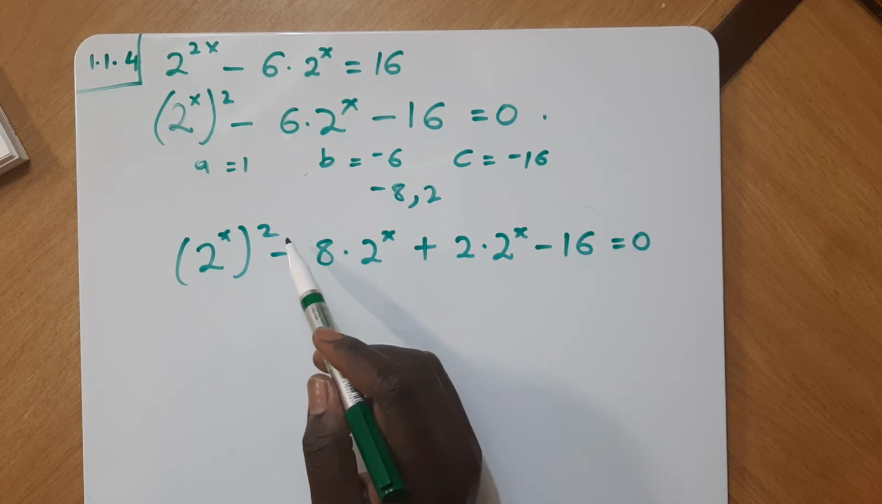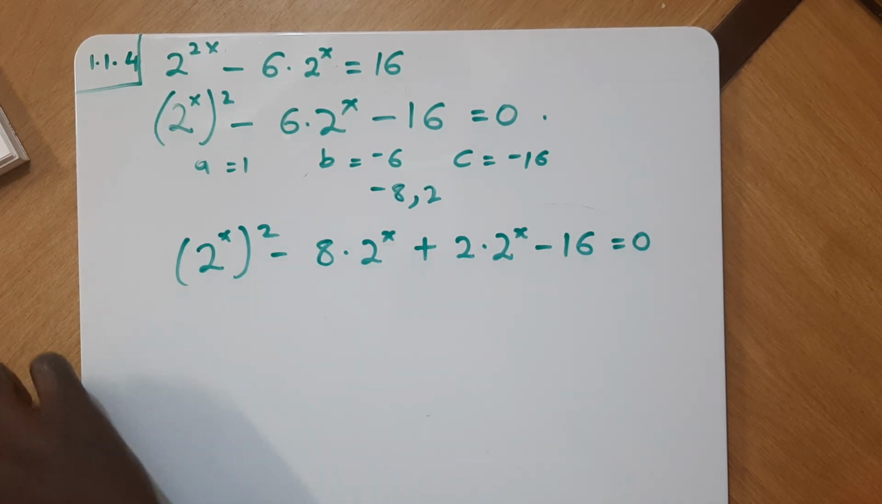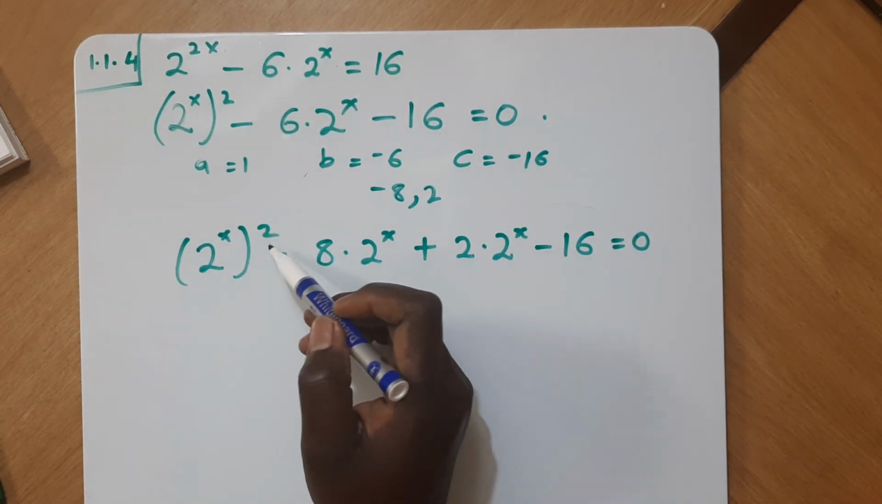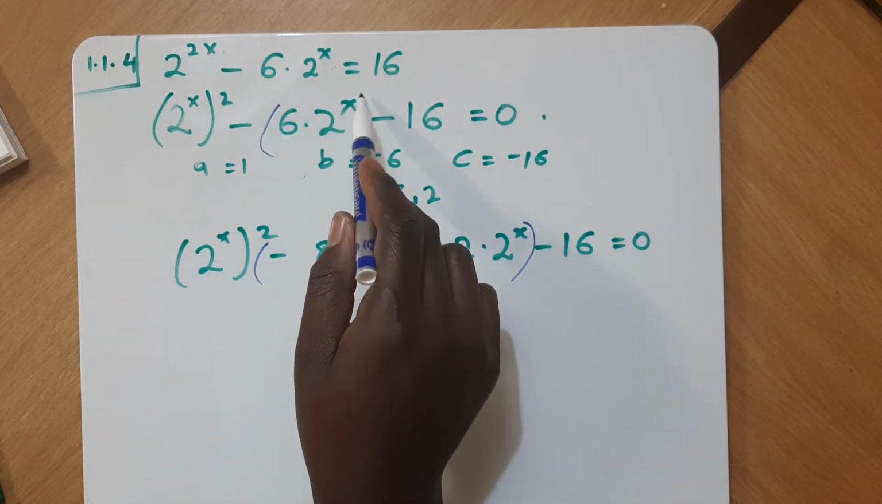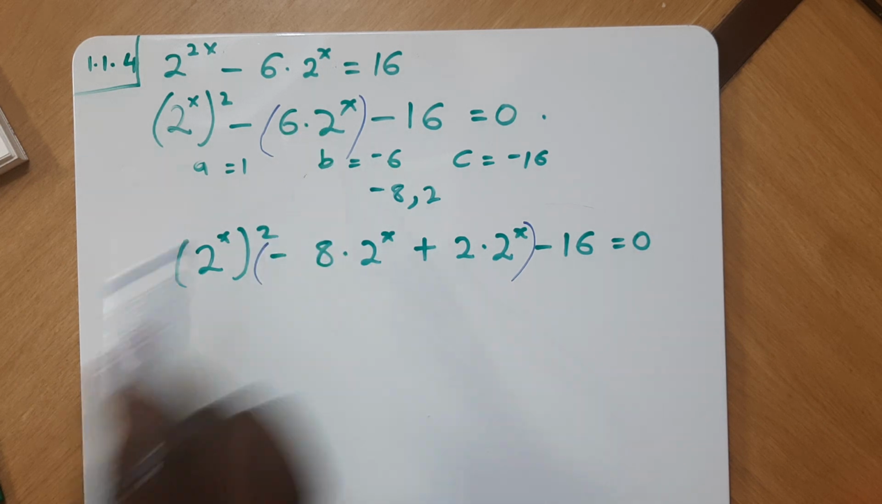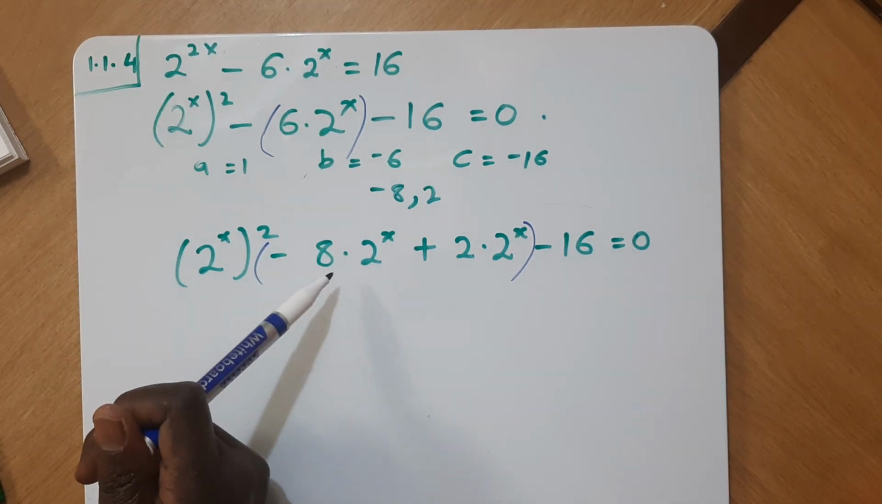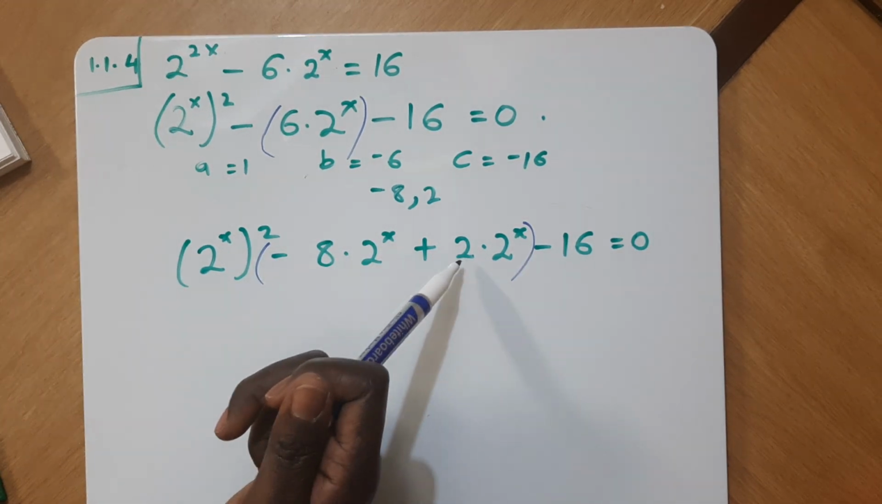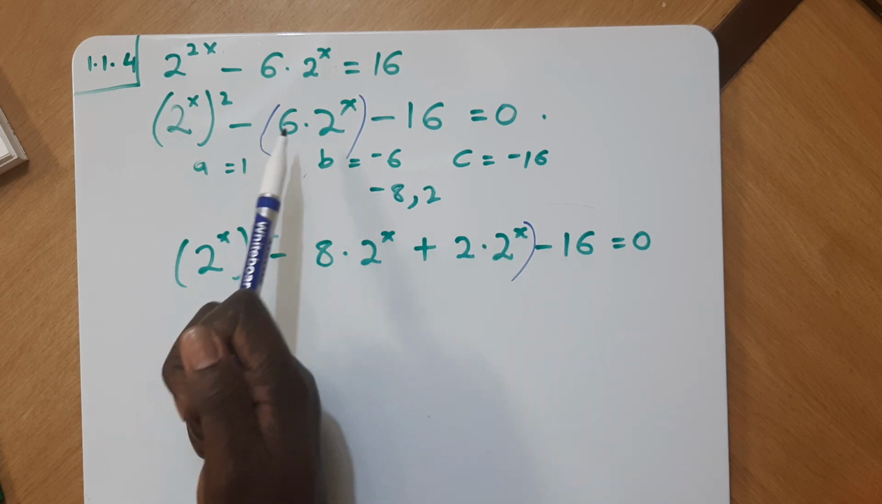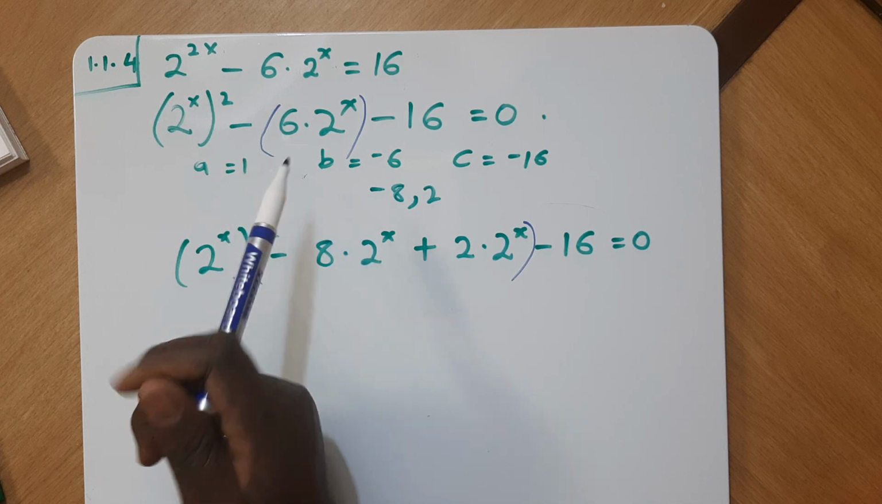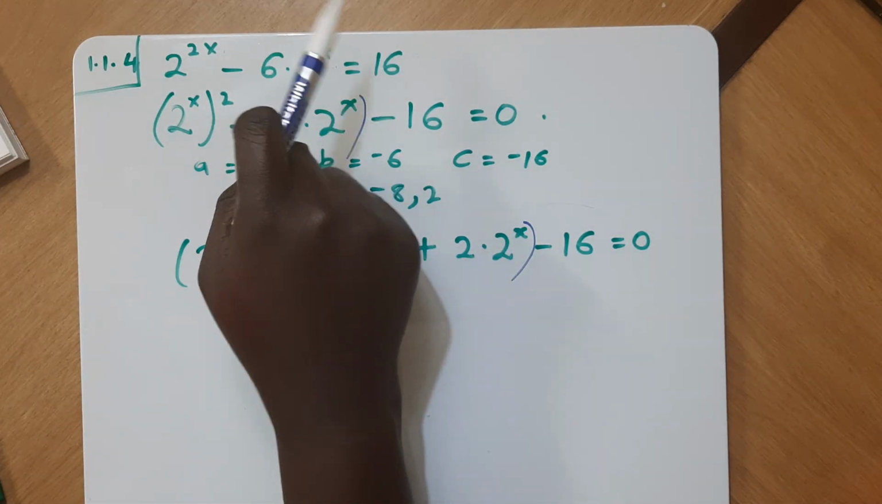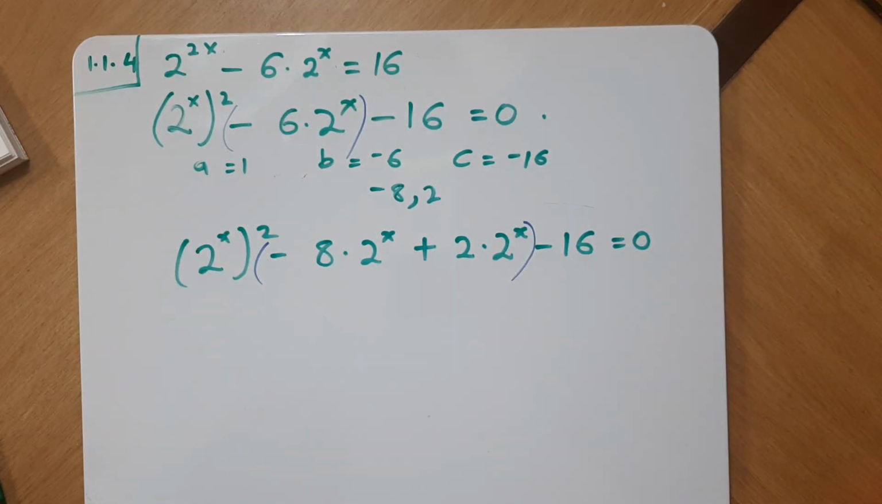So in essence, this here is the same as this. That's what we are doing. We just factorize this, because minus 8 times 2 to the power x plus 2 times 2 to the power x is the same as this. When you add this, you get minus 6 times 2 to the power x. Okay? That's why we find the sum and the product.